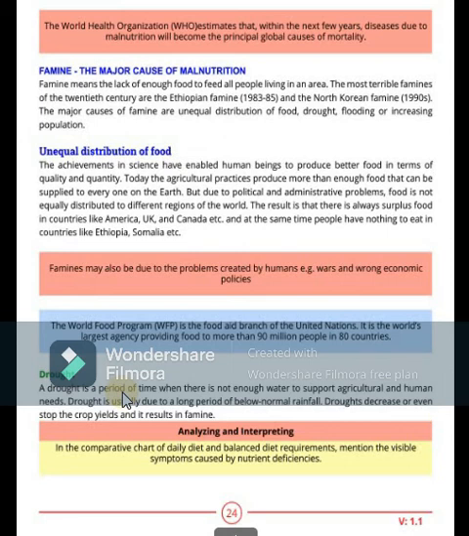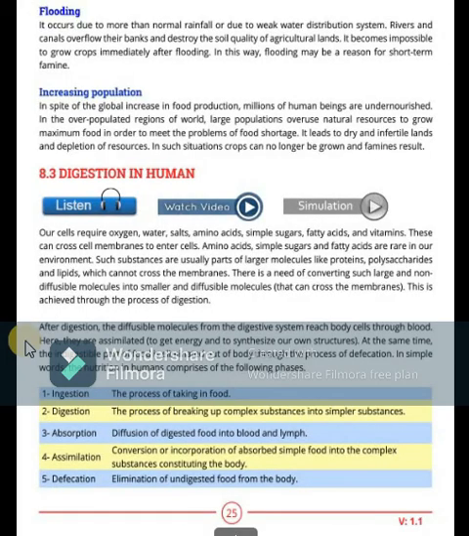For example, in America, UK, Canada, there is surplus food, while in Ethiopia, Somalia, the amount of food is very small, and people are dying there because of hunger, and if they are alive, their health is affected as well. The next one is drought. Drought is a period of time when there is not enough water to support agriculture and human needs. Drought is usually due to a long period of below normal rainfall. Drought decreases or even stops the crop yield and it results in famine.